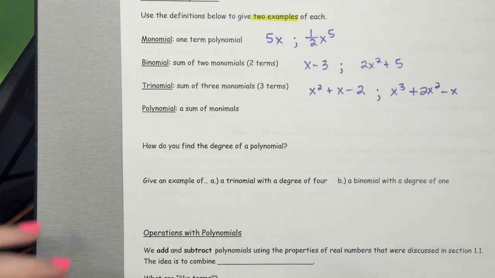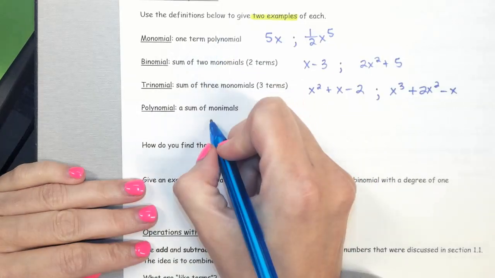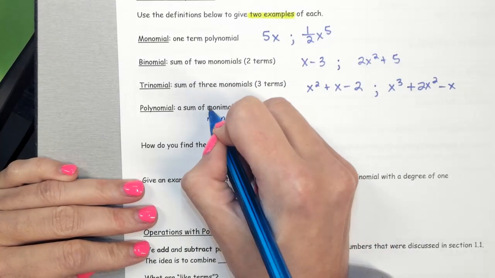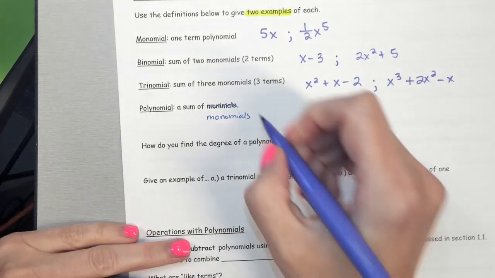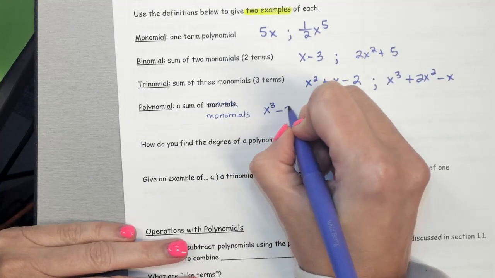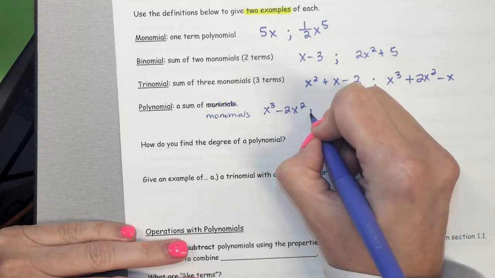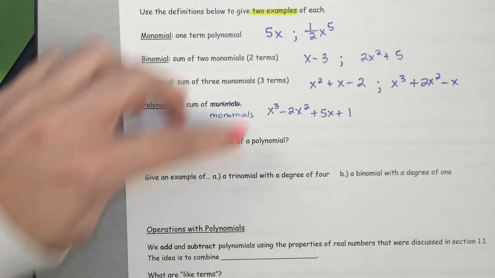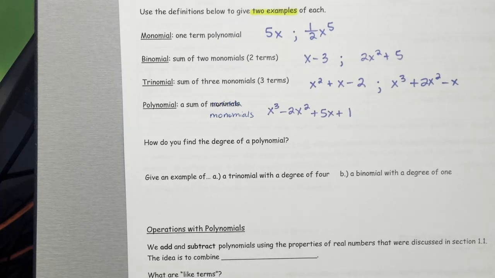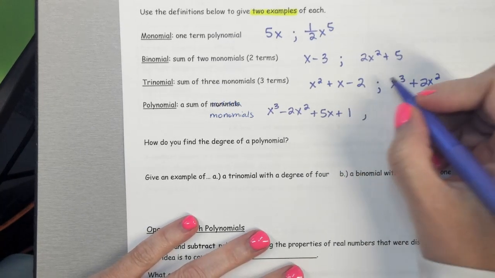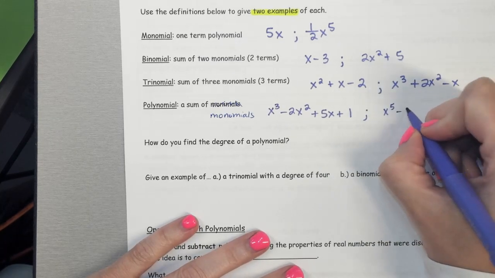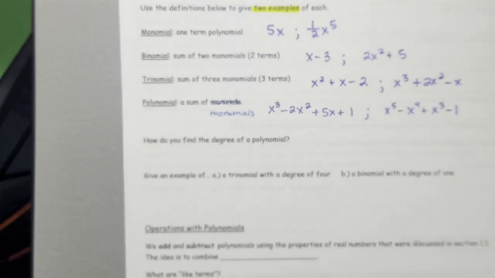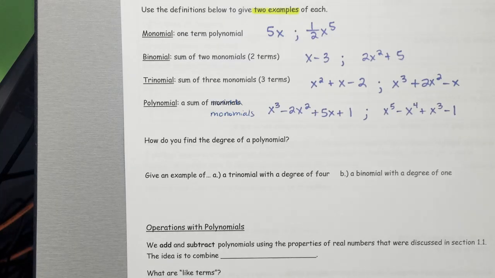Okay, and then a polynomial is a sum of not monomals, but monomials. Words were hard for me, I guess, when I was typing that. I'll give you one. It could be x cubed minus 2x squared plus 5x plus 1. Okay, and really all of those are types of polynomials. And then it could be, I said to do 2, so x to the 5th minus x to the 4th plus x cubed minus 1. And I just did 2 polynomials for 4 terms.